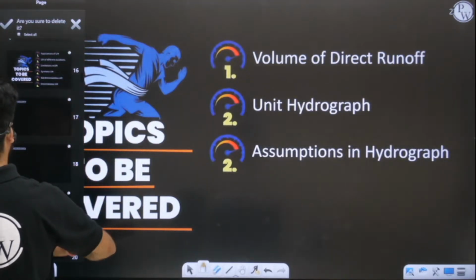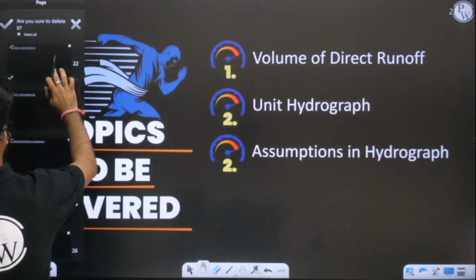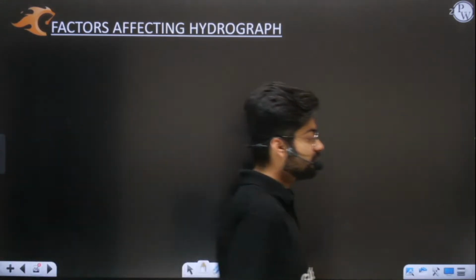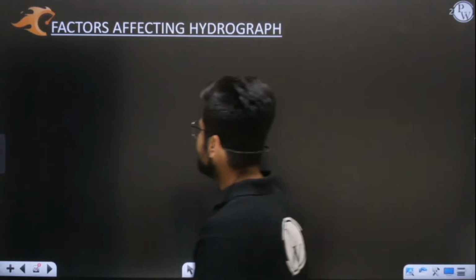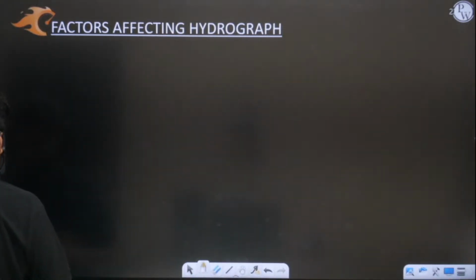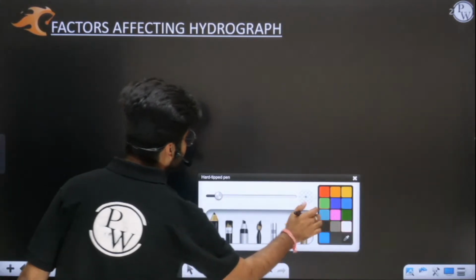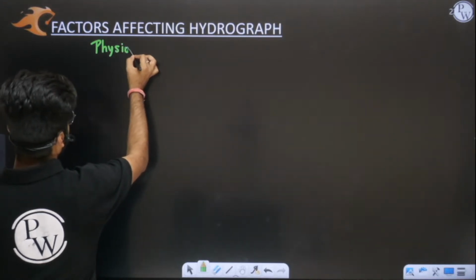Okay, sir. So let's proceed and start with the topic factors affecting your hydrograph. See, you need to understand one thing. The factors which will be affecting your hydrograph are rainfall and catchment characteristics. There are some physiographic factors for sure which will affect it.